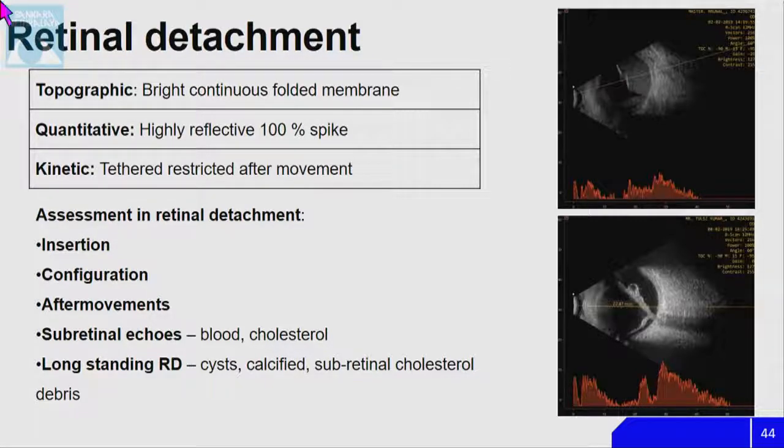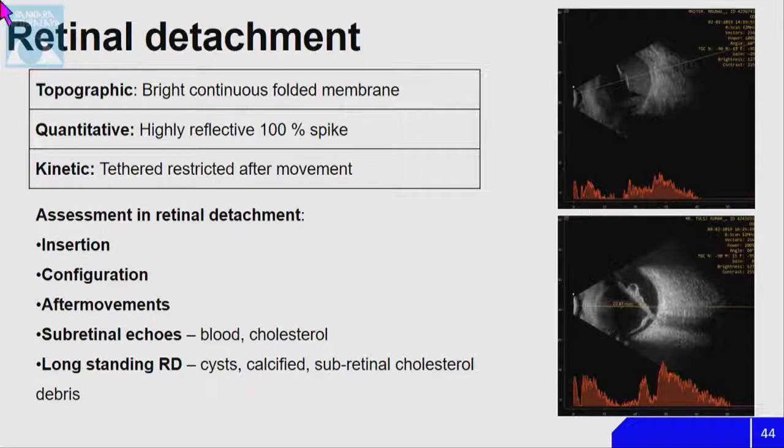So if it is grade C PVR, the folds will be thick and the after movements will be less or negligible. What can you see? It will be a taut membrane with minimal after movements. Reflectivity will be low in a long-standing RD.